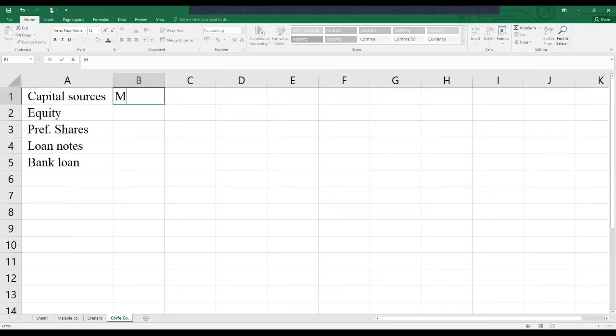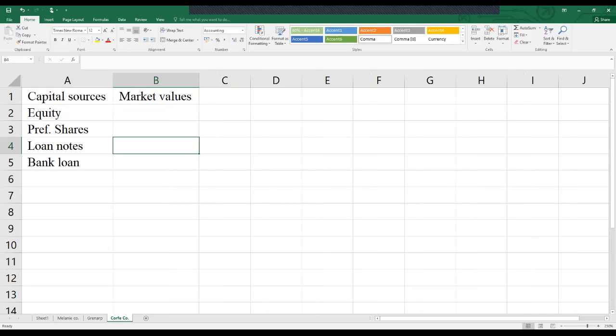Next, you get the market value. You can get therefore their market values. So let's begin by getting the market value of equity. You can format, you can use bold, you can use italic, but no marks. You can format it the way you want, but don't waste your time formatting. Anyway, so that's the source of capital. So let's get the market value.